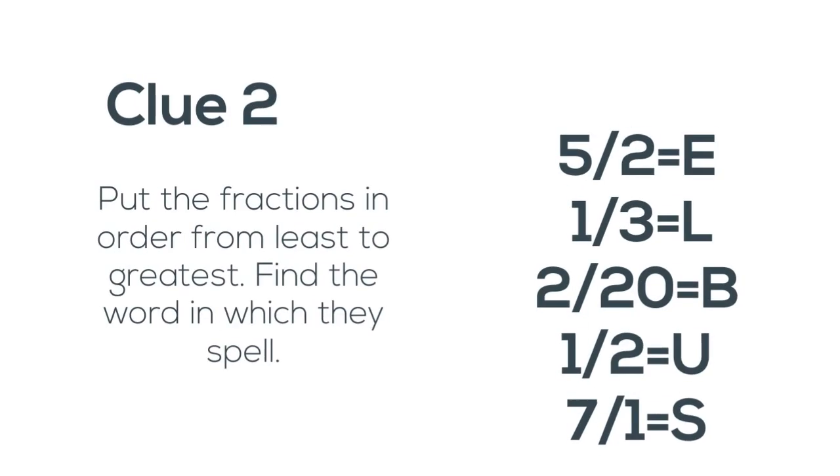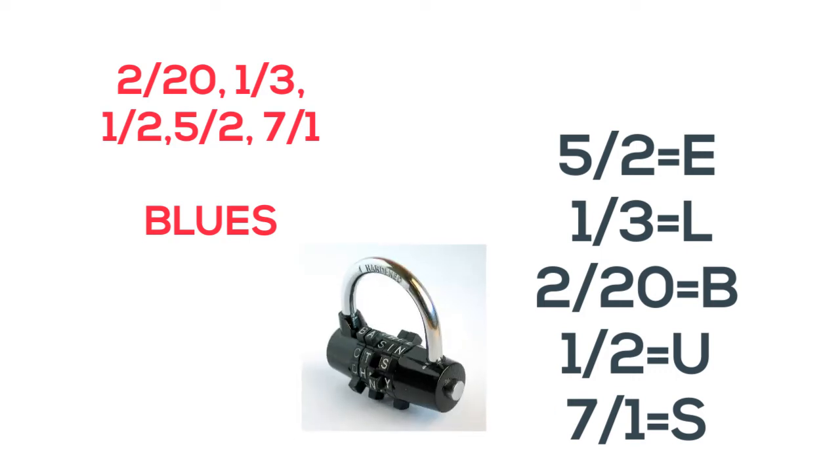Clue number 2 was put the fractions in order from least to greatest. Find the word in which they spell. They found the correct order is 2/20ths, 1/3, 1/2, 5/2, and 7/1. This spelled the word blues. This opened the word lock.